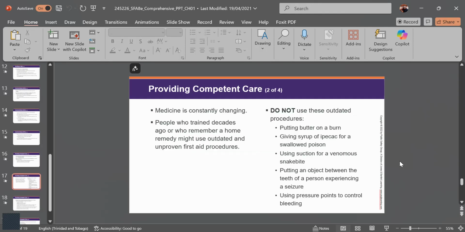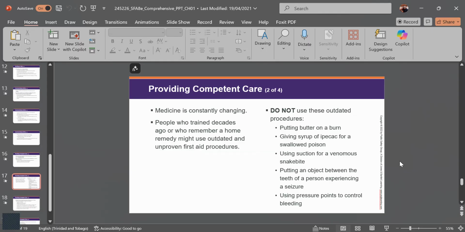Okay. When we continue providing competent care, remember medicine is constantly changing. Sometimes what we may have done decades ago is not practiced now. And some persons who learned these things decades ago and did not update their knowledge might provide care that is no longer deemed competent or that is no longer accepted.